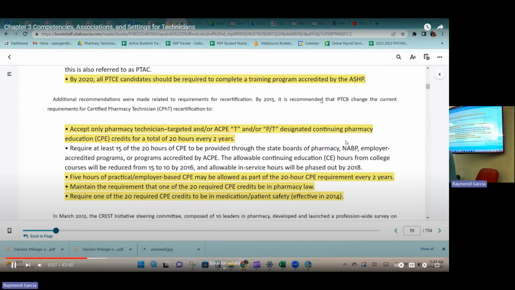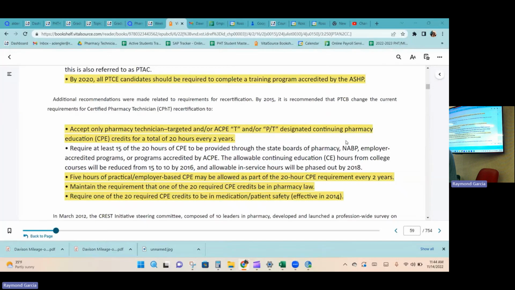So this actually did change. So keep in mind our book is a few years old. I don't even know when it was written because we're referring to things in 2015. But that has changed a little bit for continuing education.